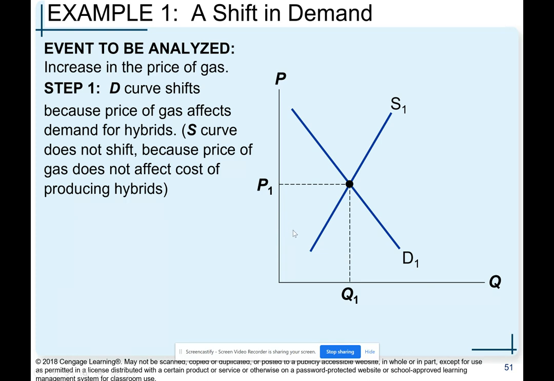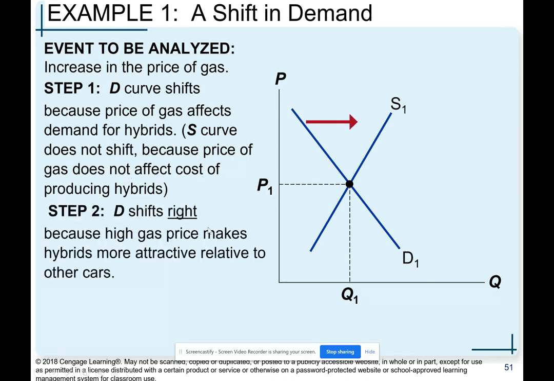Step one, the demand curve shifts, because the price of gas affects demand for hybrids. The supply curve does not shift because the price of gas does not affect the cost of producing hybrids. Step two, the demand curve shifts because high gas prices make hybrids more attractive relative to other cars, consumers will want to buy more, and that will shift the demand to the right.